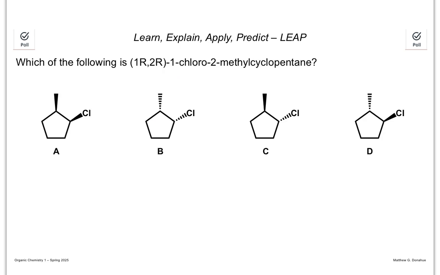So to practice our nomenclature, which of the following is 1R, 2R, 1-chloro-2-methyl-cyclopentane?